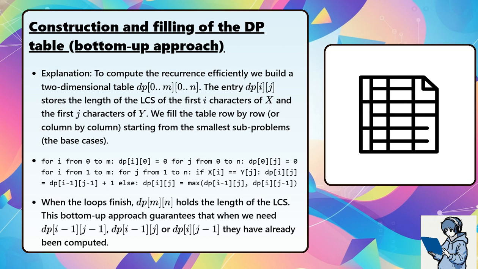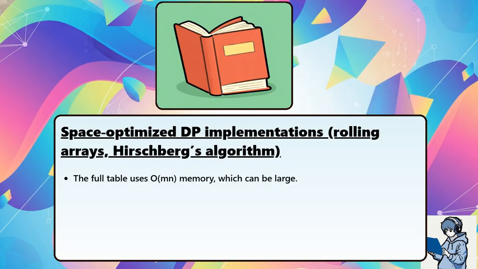When the loops finish, dp[m][n] holds the length of the LCS. This bottom-up approach guarantees that when we need dp[i-1][j-1], dp[i-1][j], or dp[i][j-1], they have already been computed. The full table uses O(mn) memory, which can be large. Two common tricks cut the memory down.